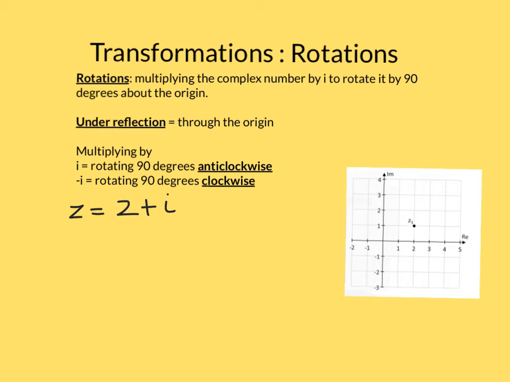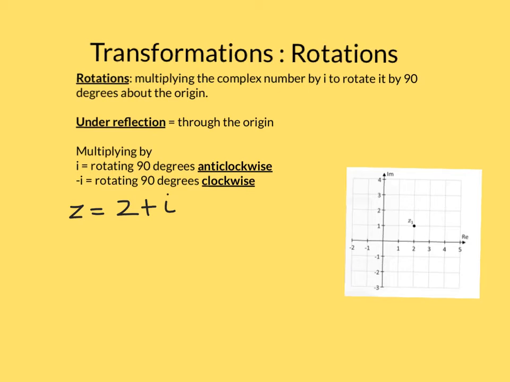And rotations are just when you multiply the complex number by i to rotate it 90 degrees about the origin. When we talk about it going through the origin, so for example, if we took this point here and we brought that out the exact same distance out the far side, that would be under reflection. So when we look at rotations, more so we focus on the rotations themselves. If we multiply it by i, we would be rotating the point z1 anti-clockwise. So I'm going to show you that in a second. And if we multiply it by minus i, we're rotating 90 degrees clockwise.